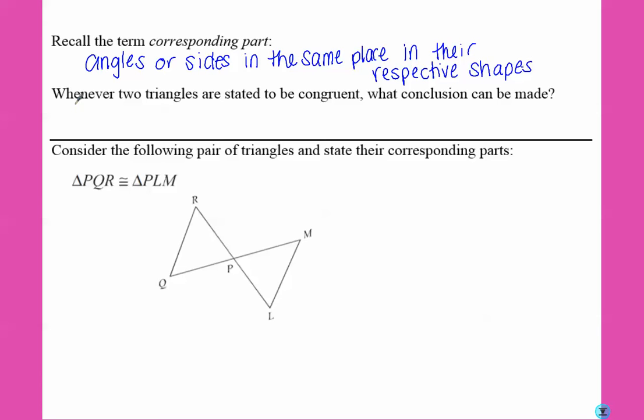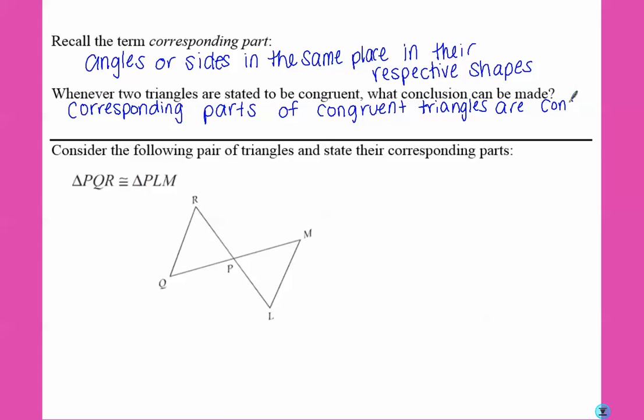We know that corresponding parts of congruent triangles are congruent. This is often abbreviated as CPCTC.